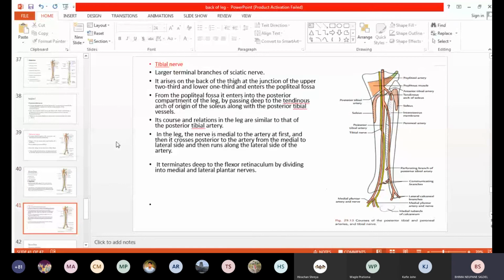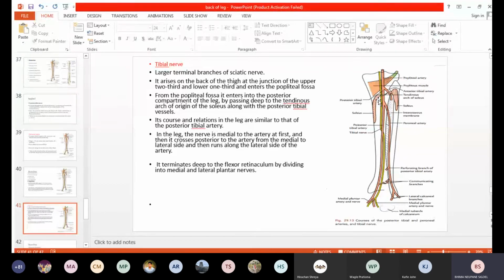So now the tibial nerve. The tibial nerve is the largest. In detail we will not discuss because nerves and nerve injuries are a separate topic. Whatever nerve comes in the posterior compartment only, I am discussing. So arising from the back of the thigh, at the junction of the upper two-thirds and the lower one-third, it will enter the popliteal fossa. And from the popliteal fossa, it enters the posterior compartment of the leg.